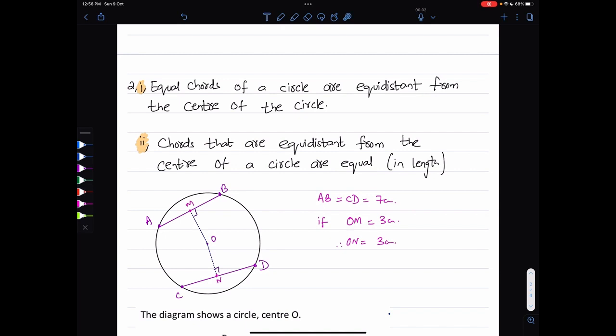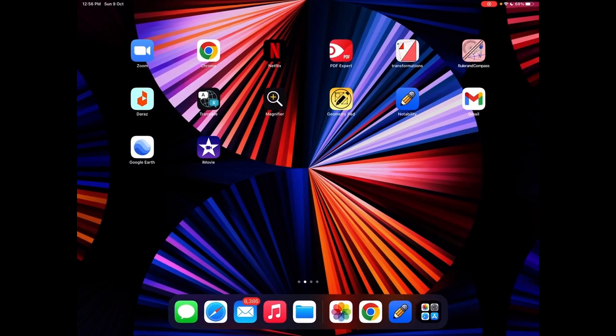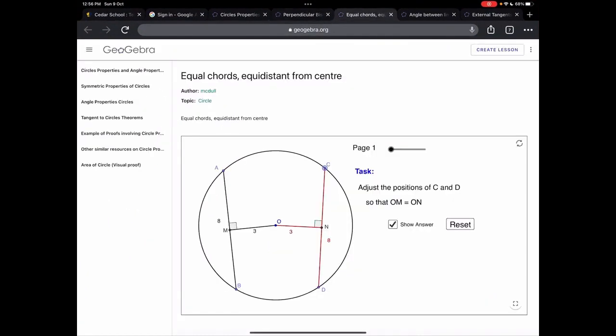Or you can also say that if you know that there are two chords having equal distance from the center of a circle, then definitely the two chords must be equal in length. So AB should be equal to CD in length. Let's look at the applet to further understand this.